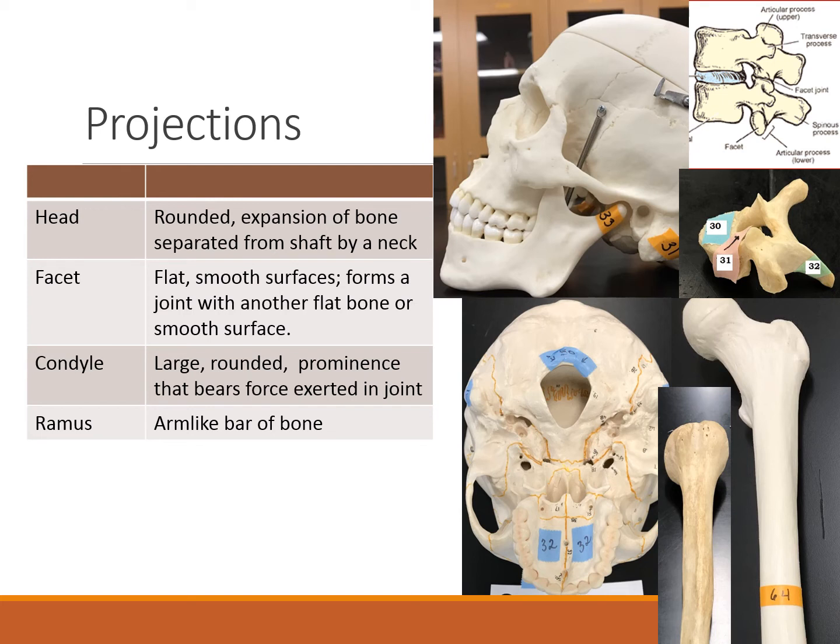The head is a rounded expansion of a bone that forms part of a joint. Usually it sits on a narrowed region called a neck. Great examples of this would be the head of the femur, which you can see here. So here's the expansion, and then this is the neck. And the head of the humerus, which you can see here. From this view, it's a little harder to see the neck.